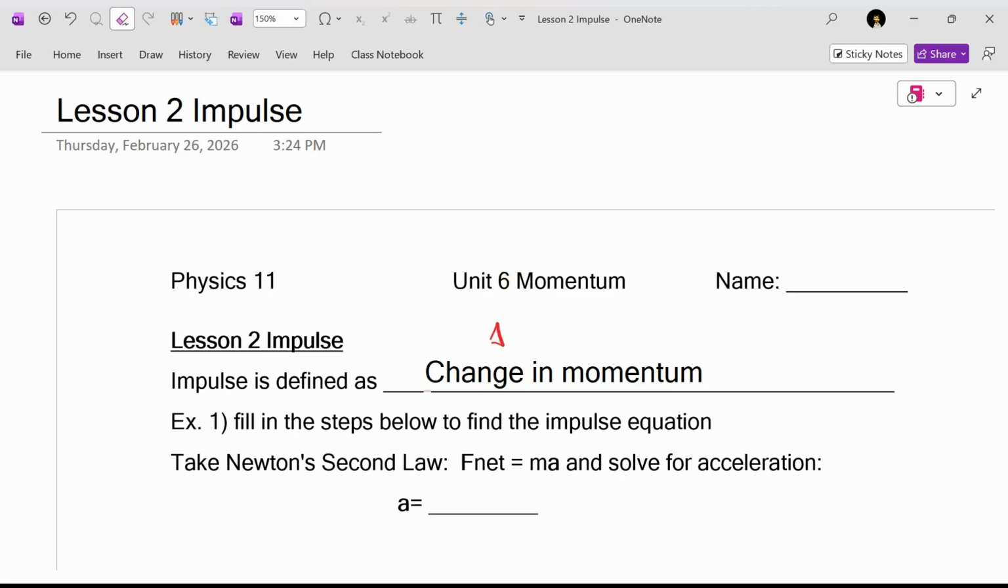And what letter did you say was my abbrev for momentum? You can write one or both of those if you want. But impulse is defined as change in momentum. If I'm asking you to find the impulse, I'm asking you to find the change in momentum. What's the change in momentum? The impulse.